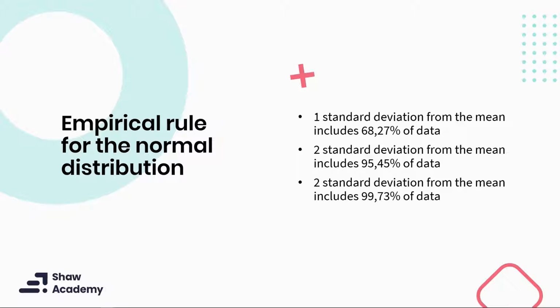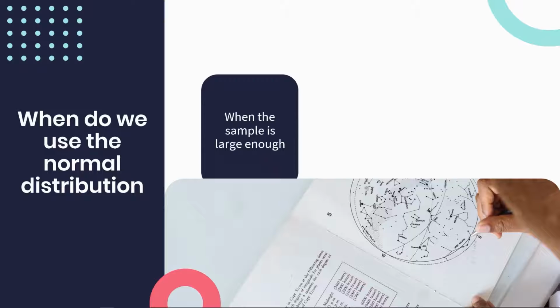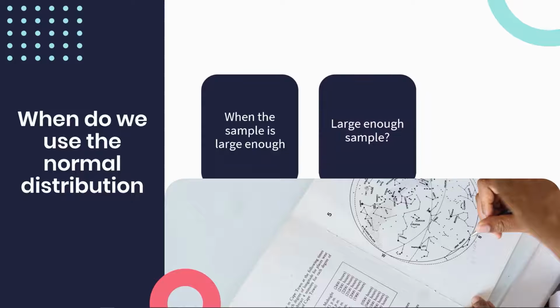From this rule, we can see that almost all the data falls within 3 standard deviations of the mean. This rule also helps us to identify outliers or extreme values in this distribution. There are certain assumptions about the sample we can draw if we know that the distribution is normal. But how do we know when this is allowed? Well, a guideline we can use to determine if the distribution is normal is to look at the sample size. If our sample is large enough, then we can assume that the distribution is normal.